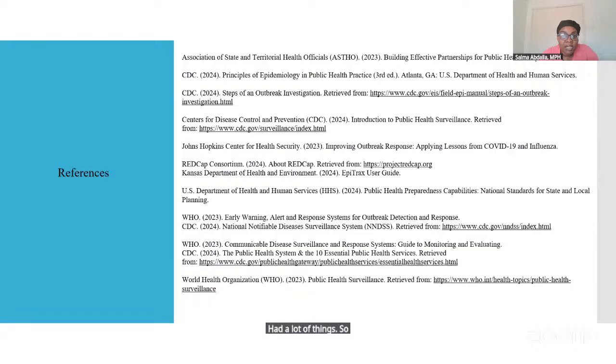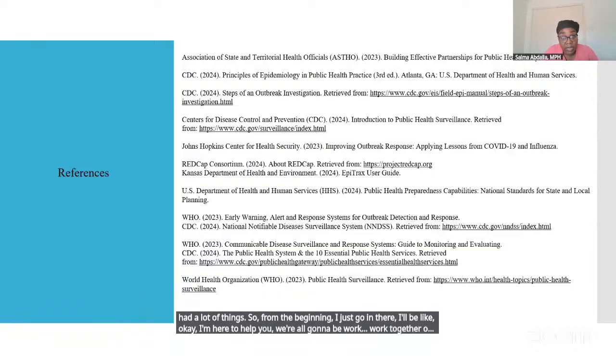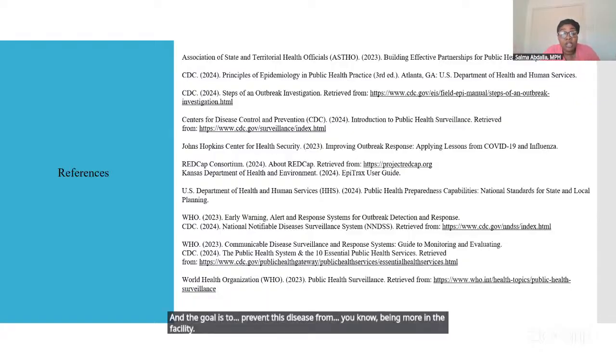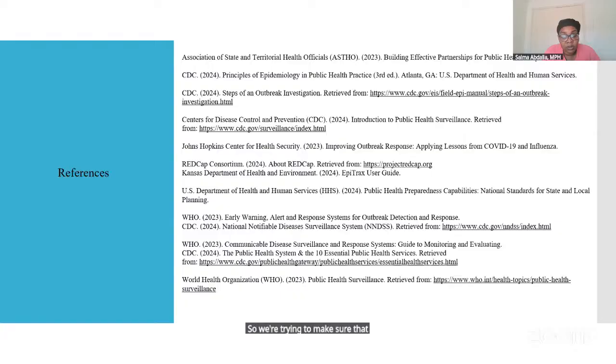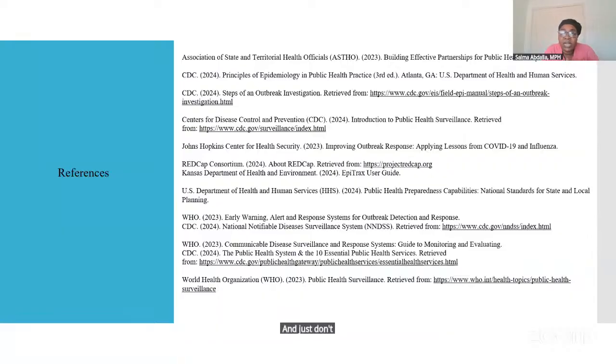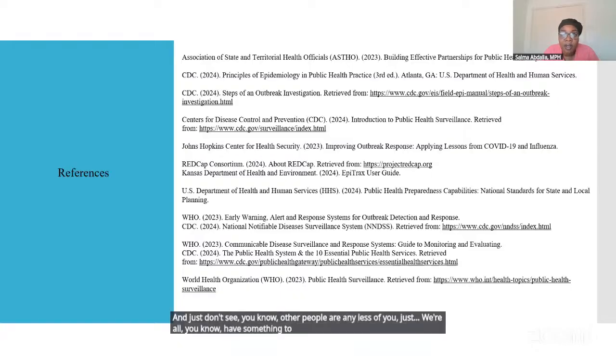So from the beginning, I go in and say, okay, I'm here to help you. We're all going to work together on this. There's a collaboration. We have a goal, and the goal is to prevent this disease from spreading further in the facility, so that fewer of your residents catch the disease. So let's work on that, and not see other people as any less than you. We all have something to share and offer.